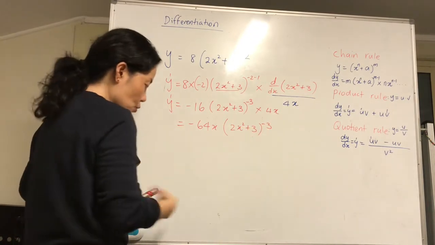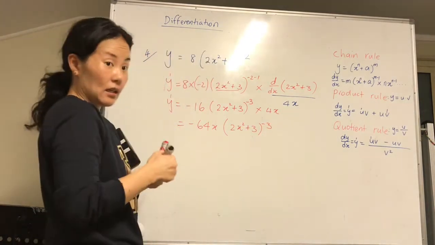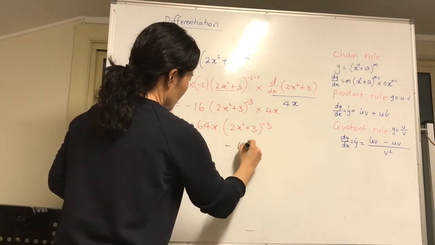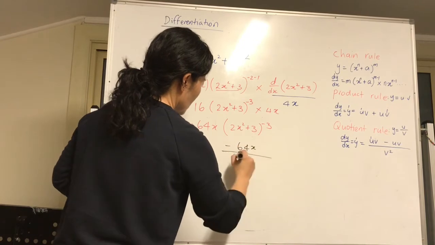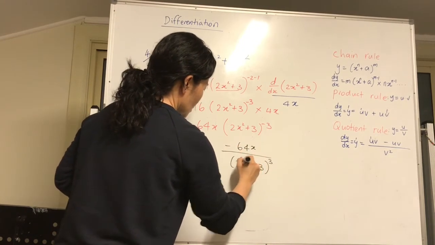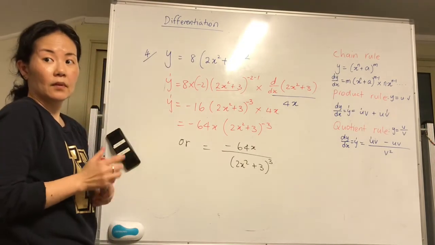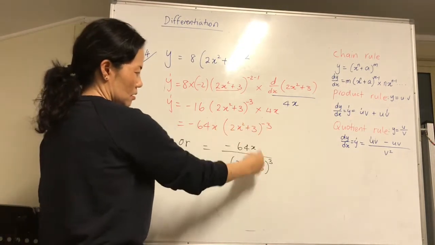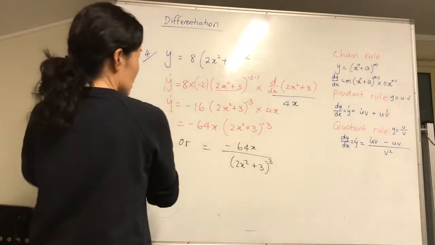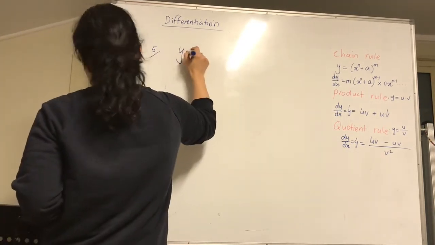But if you don't like negative powers, you could write it as a fraction. That's exactly the same. Is that okay? Because that means a fraction, not a negative value. Are we okay with this? Yeah. Okay.